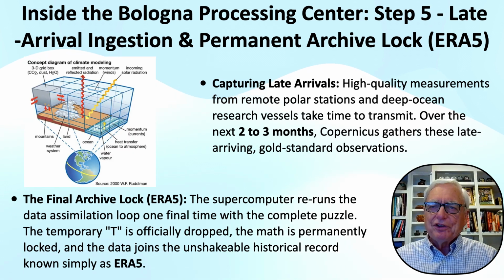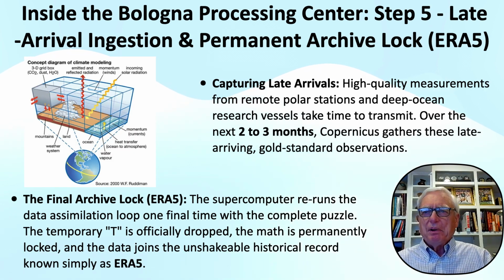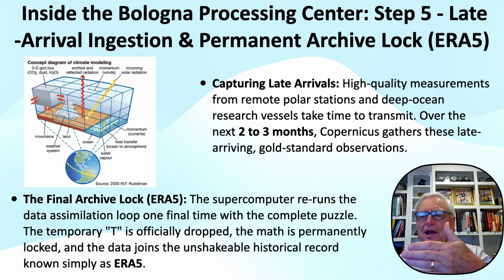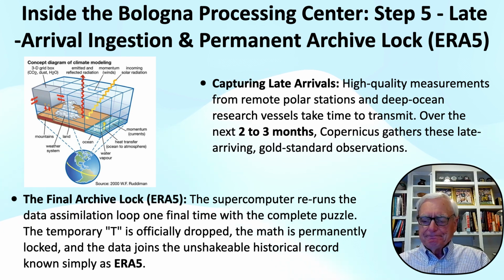And then they spend the next 2 or 3 months trying to finalize the information to get it as accurate as they can. And when they think they're at that level, they do their final run. And the final run is called the Era 5 report. The T is taken away. This is the number, and it's locked and loaded, and they will not touch it again.